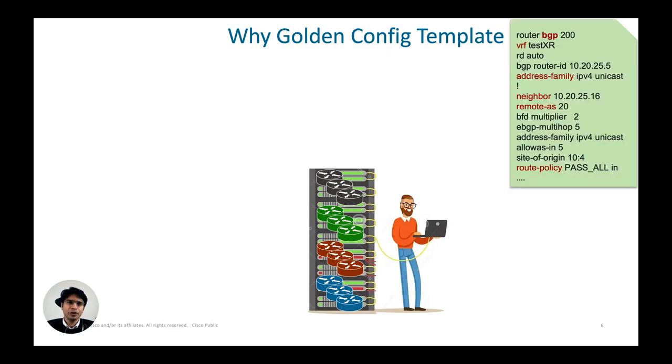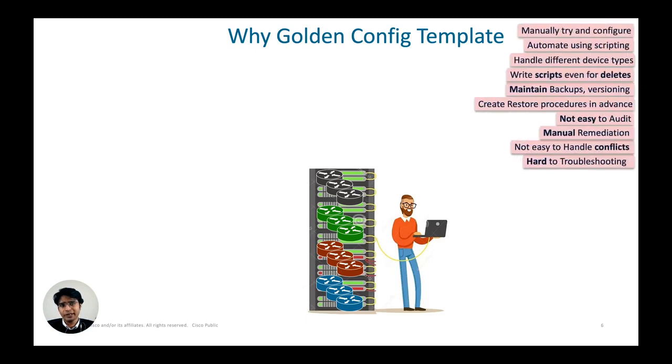We have some BGP config we wanted to apply on a device. He manually tried and configured the device. Being a smart guy, he automated it using a script, handled for different device types. Now let's say we need to update the config. Maybe an existing neighbor needs to change, so he needs to delete the existing config. So for that he needs to write scripts for delete.